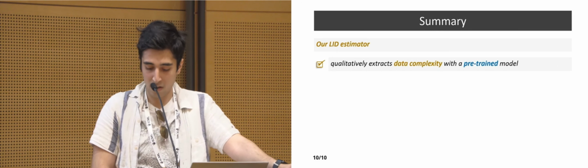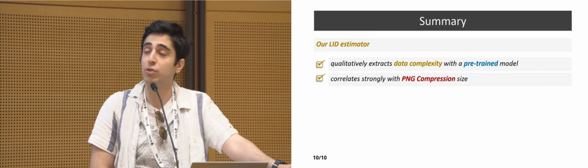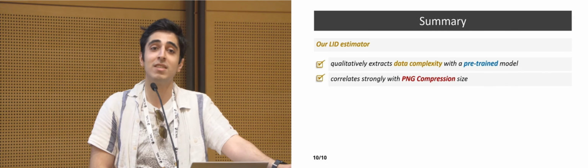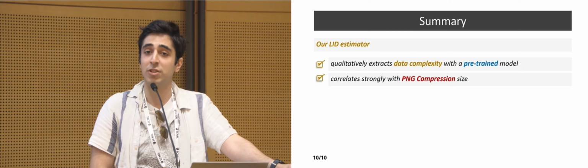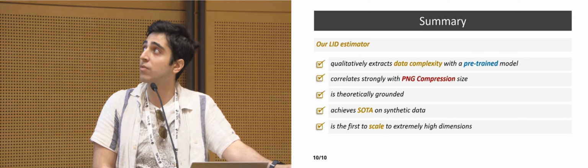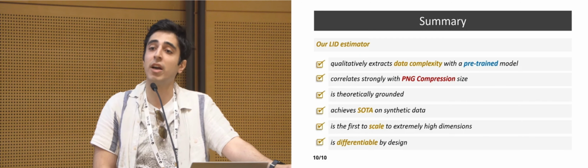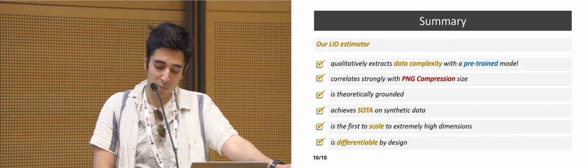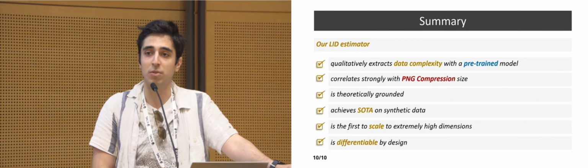So to summarize, our LID estimator qualitatively extracts data complexity with a pre-trained diffusion model. One thing I didn't mention is that we found a striking correlation between our LID measures and PNG compression rate. This is really exciting because you can think of this as a continuous proxy for PNG compression rate. It is theoretically grounded, it achieves state-of-the-art, and it is the first one that can scale to images of such high dimension. And most importantly, it's differentiable by design, so you can think of all the endless possibilities you can do with it in deep learning.